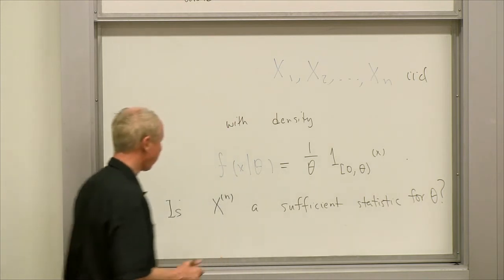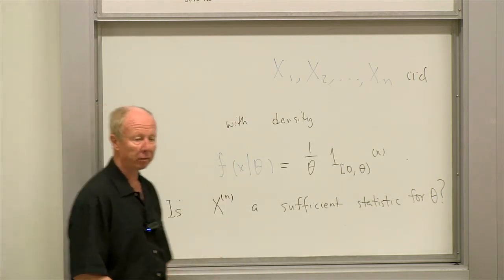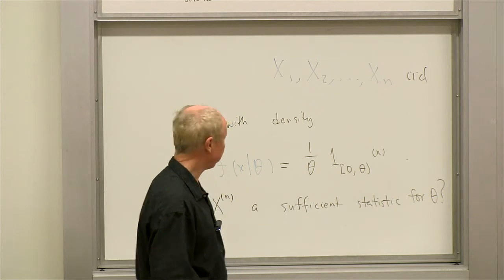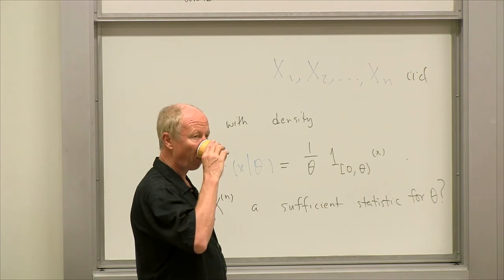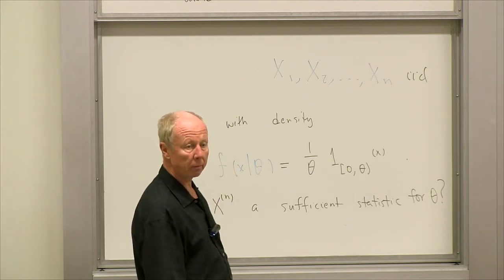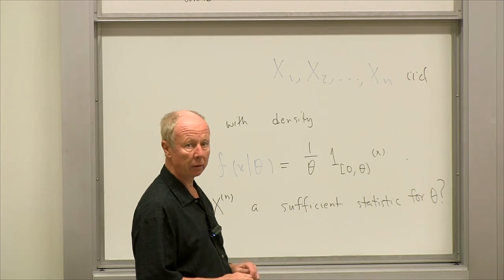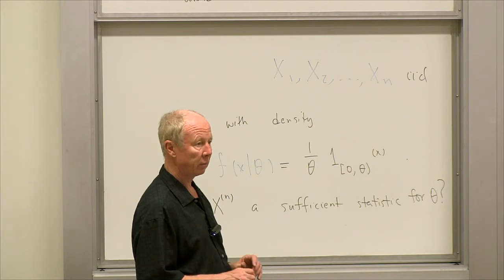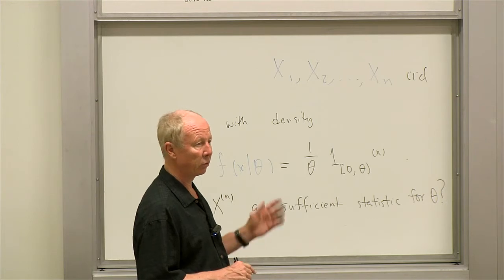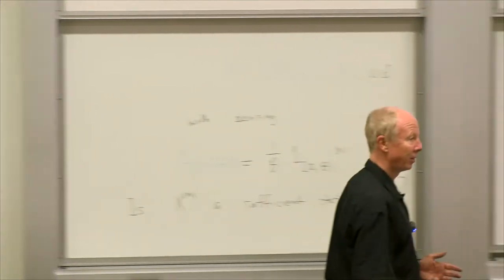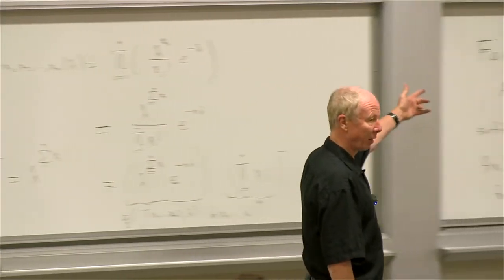So can we answer this question? Is the maximum of the data set a sufficient statistic for theta? We found it's the MLE. Do you think it's sufficient? Well, what tool do we have for determining whether anything's sufficient or not? We can use a definition, or we might use a theorem. Can we use this theorem somehow?